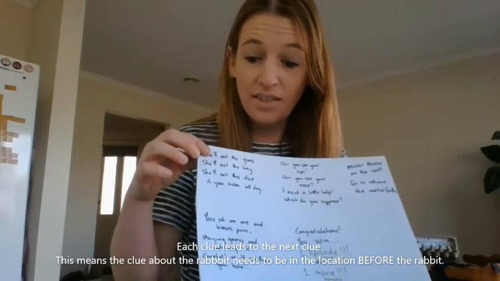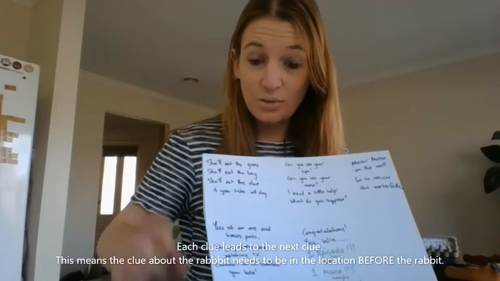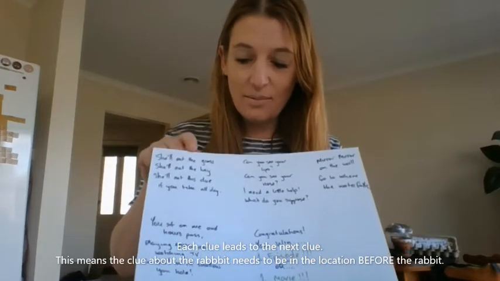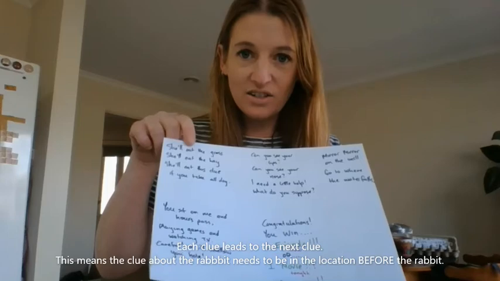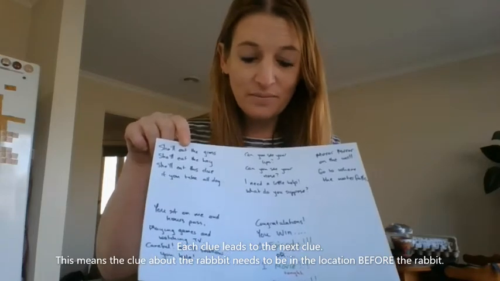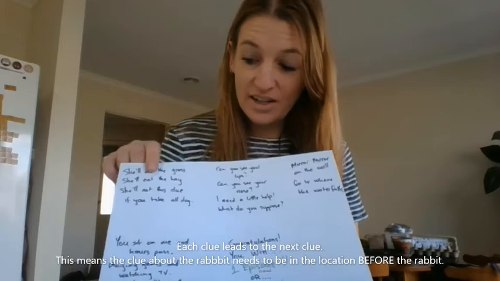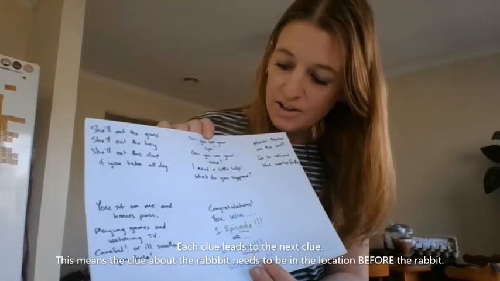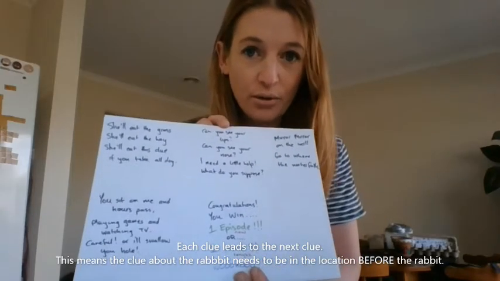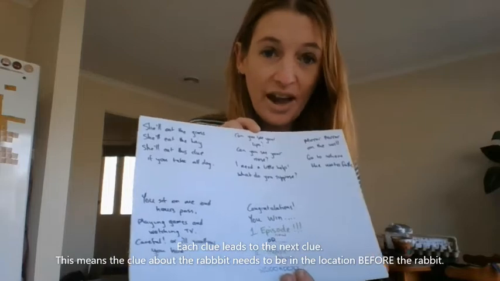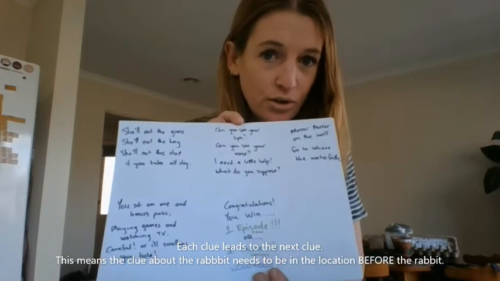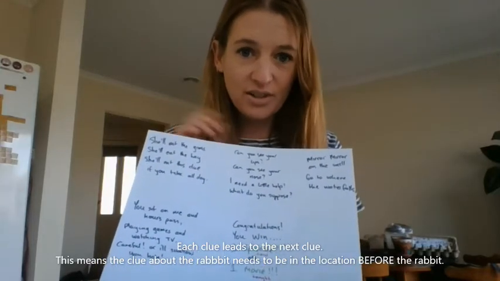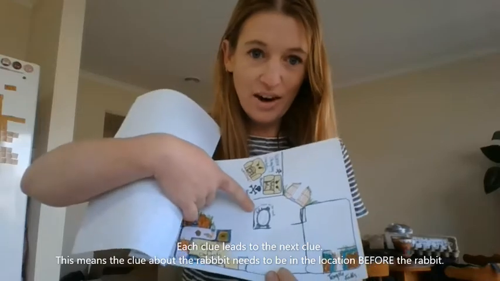So I'm going to leave that one in the kitchen with the map, and then this clue is going to lead to the second one. So the second clue has to go where the rabbit is. Then when the person gets to the rabbit, they'll find this one. Can you see your lips? Can you see your nose? I need a little help. What do you suppose? So my adventurer will be at the rabbit, and then that's going to lead them to, what would you need to see your lips and your nose? A mirror. So that's going to lead them to the mirror.